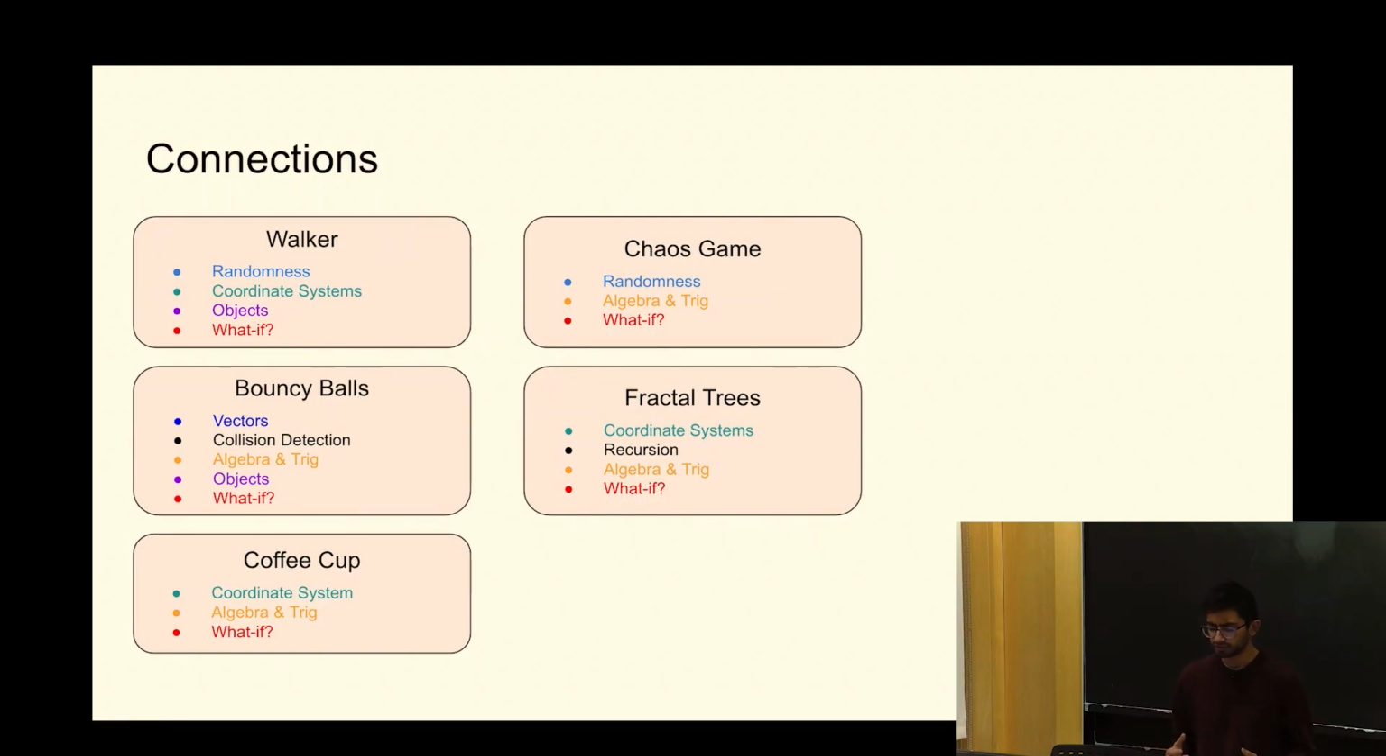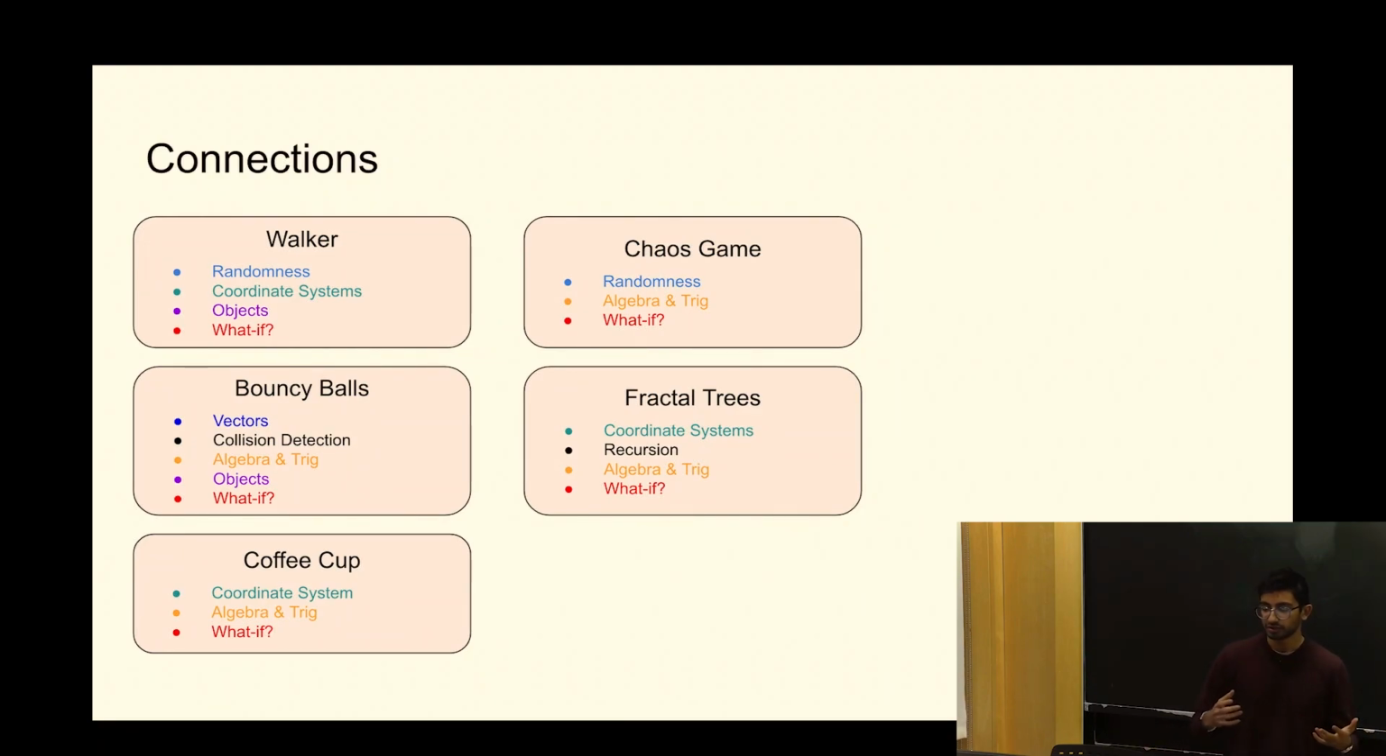A good example is randomness, right? We saw randomness pop up with our walker, which was super simple and didn't really visualize anything in nature. But then we saw randomness again playing a really, really big role with the chaos game, which visualized fractals and snowflakes that we absolutely do see in nature.